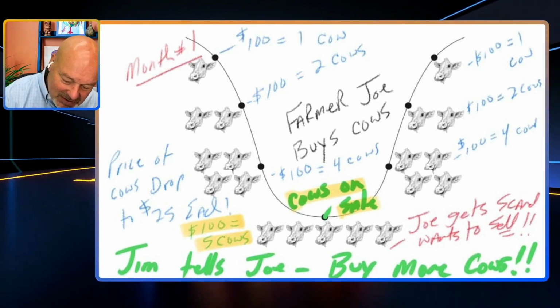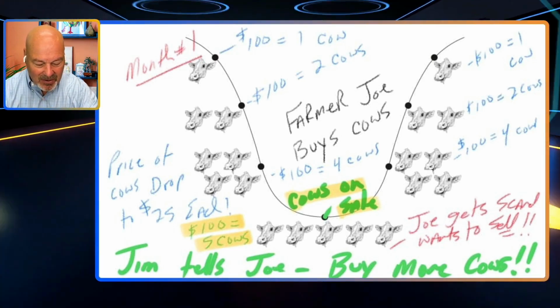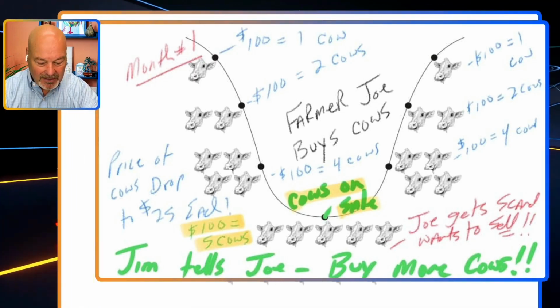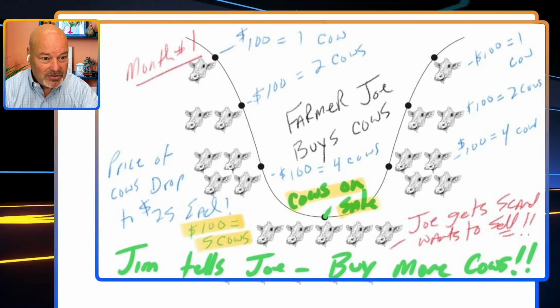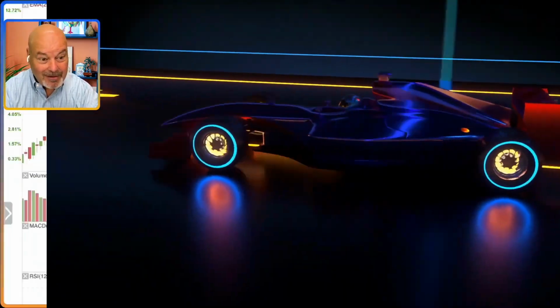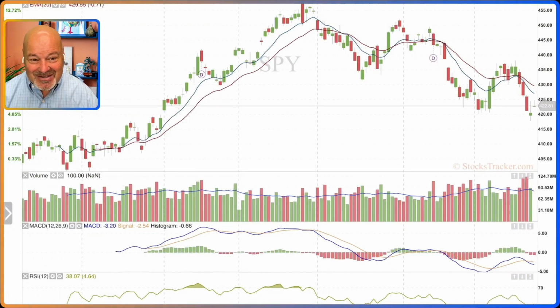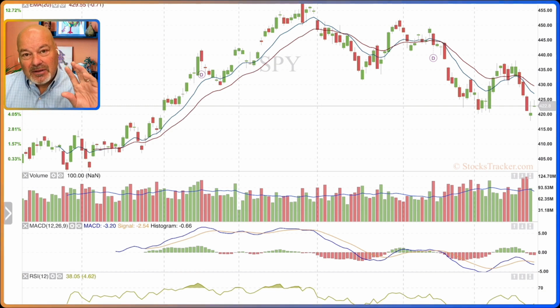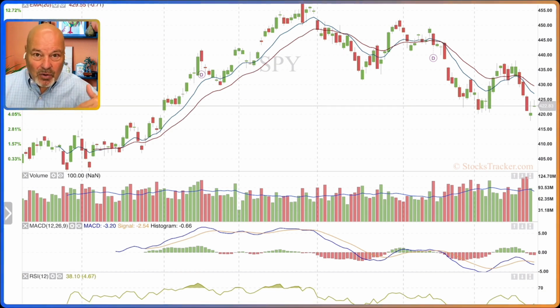So imagine, I'm just going to jump back over here and get rid of Farmer Joe, get rid of the cows, go back here, get rid of the car. This is SPY, and it's not down 50%, but just like cows, investments like SPY, the S&P 500, they go up and they go down.